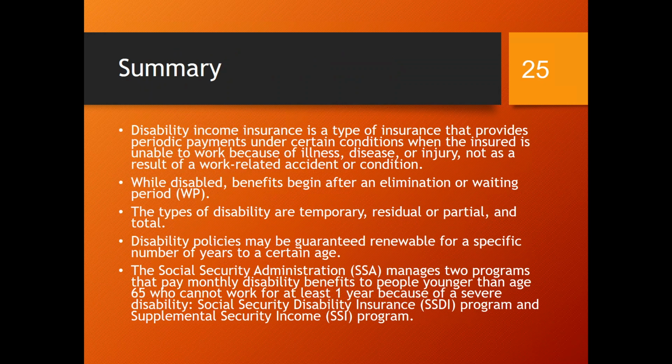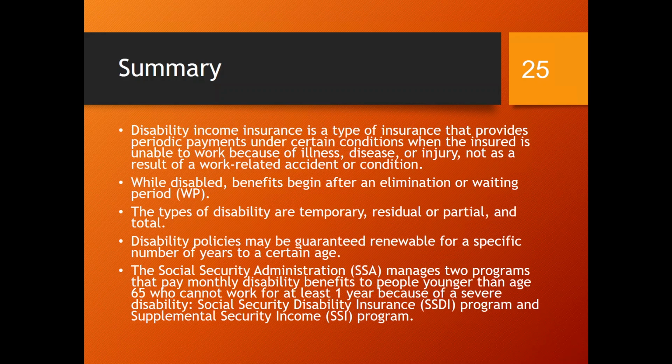Our summary for this chapter: disability income insurance is a type of insurance that provides periodic payments under certain conditions when the insured is unable to work because of illness, disease, or injury, not as a result of a work-related accident or condition. While disabled, benefits begin after elimination or waiting period. The types of disability are temporary, residual or partial, and also total. Disability policies may be guaranteed renewable for a specific number of years to a certain age.